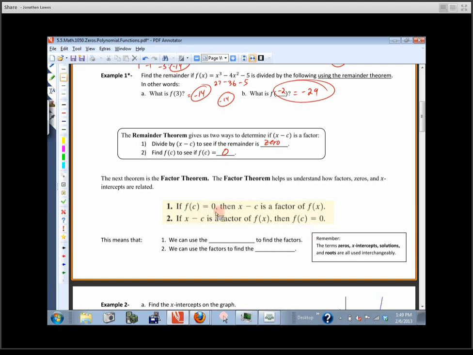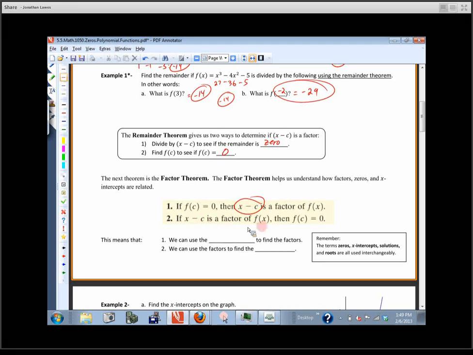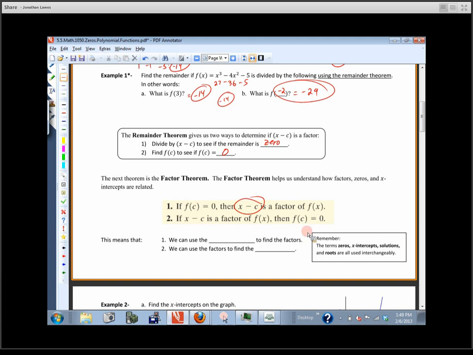If the function value is 0, then that's got to be on the x-axis, which means it would have to correspond to a factor of x minus that particular number. If x minus that particular number is a factor, then the function value has to be 0. That would put it on the x-axis. So this is the same thing said in 2 different ways. If you know the function value is 0, you know you've got a factor. If you've got a factor, you know the function value's got to be 0. See how that works?